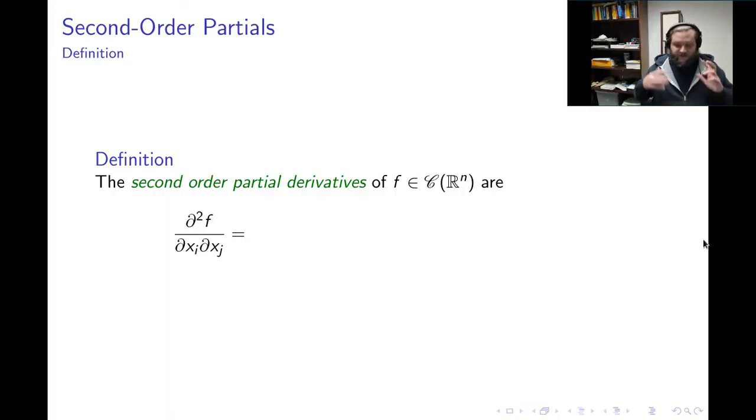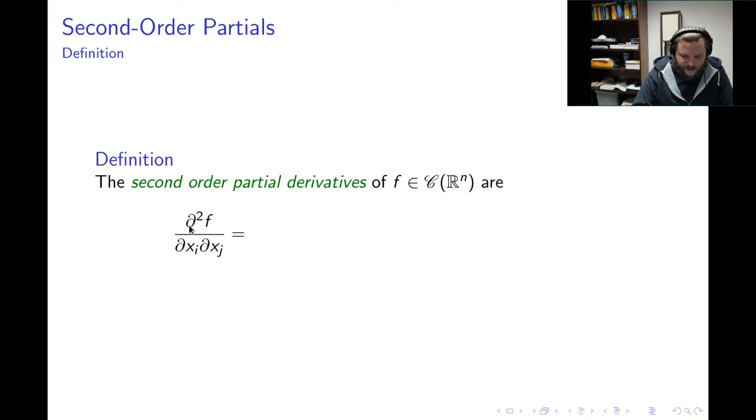So now that we've reviewed second derivatives in Calc 1, let's talk about how to take second derivatives if we have multiple variables in play. So how do we define second derivatives in multivariable calculus? Well, the second order partial derivatives of a scalar field on n variables is notated in two different ways.